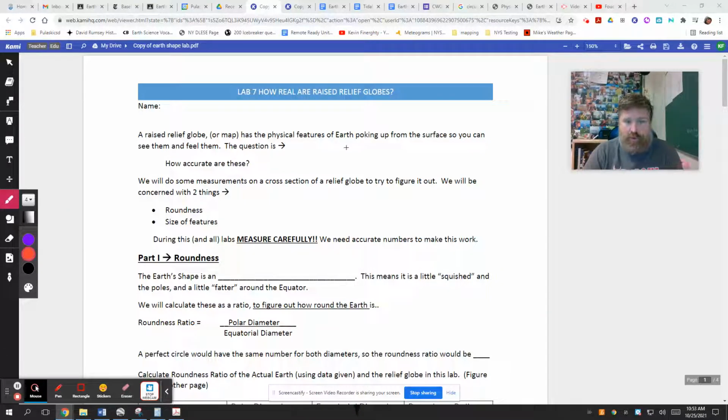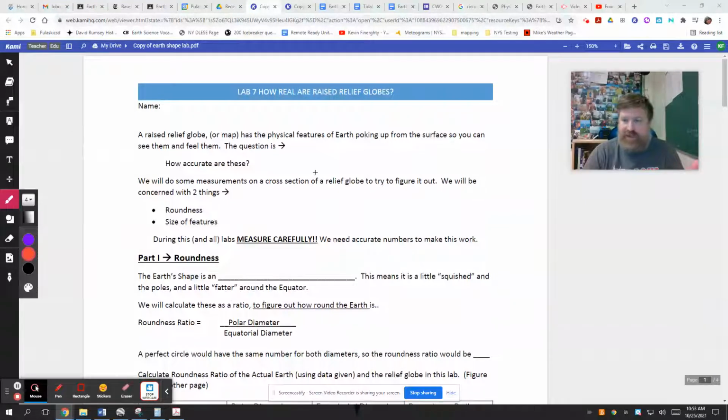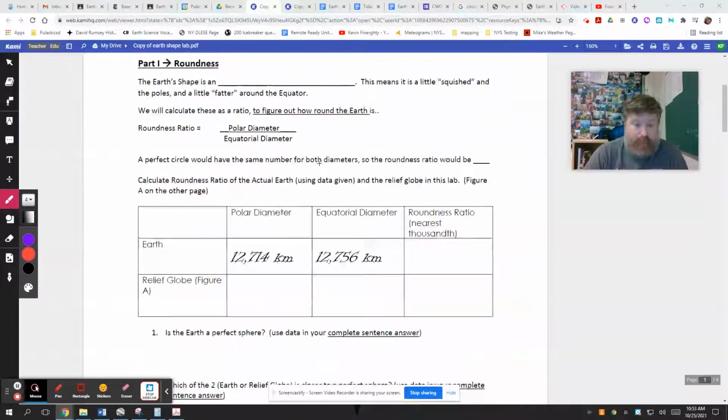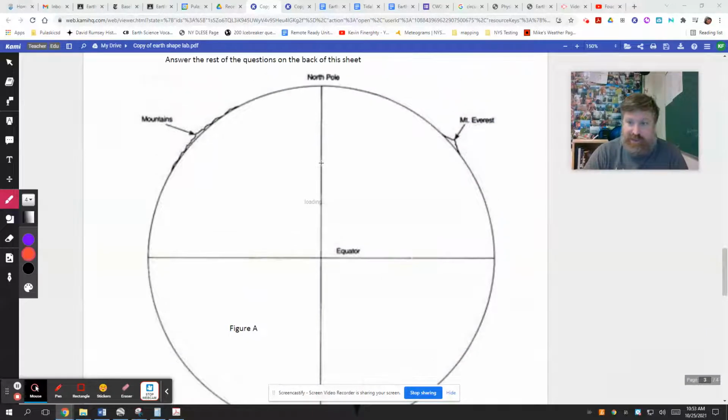So a raised relief globe or map has these features so you can see what's going on. How accurate are these? So what's your guess? Do you think those mountains are too big, too small, or just about right? So we're going to do it because it's just a heck of a lot easier. We're going to pretend that this is the globe that you're going to use. So it'd be like if you took this globe, cut it in half, took a slice out of it, and looked at it from the side.